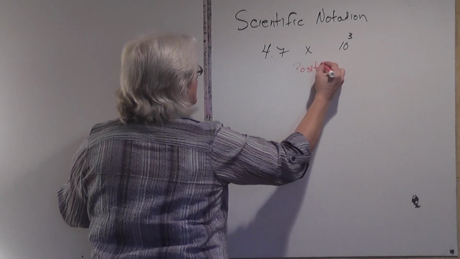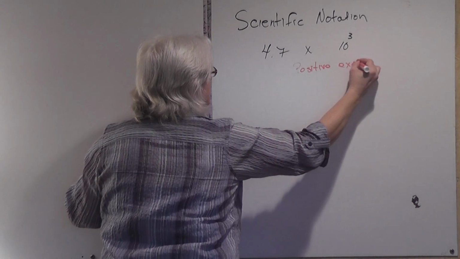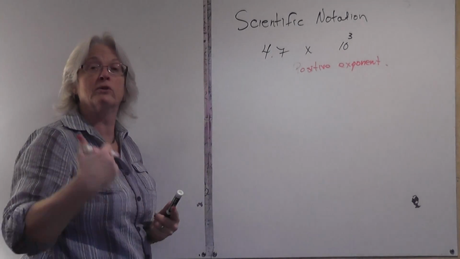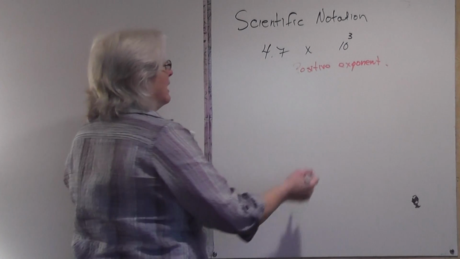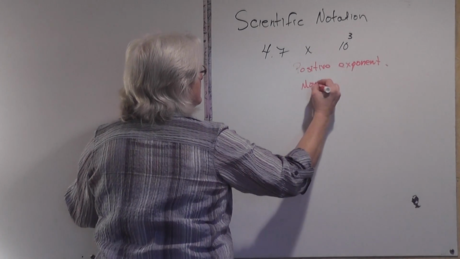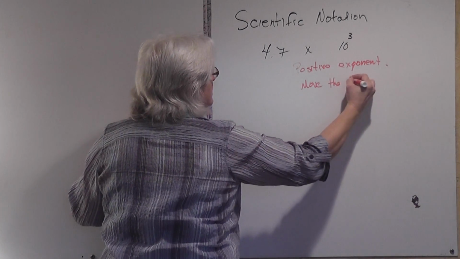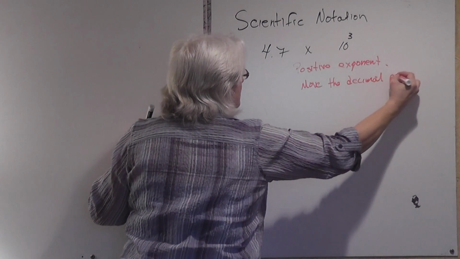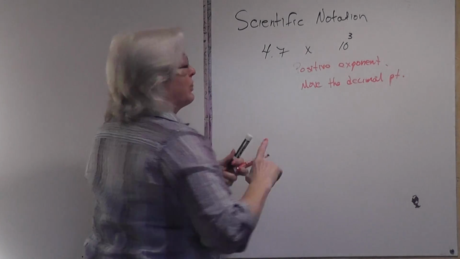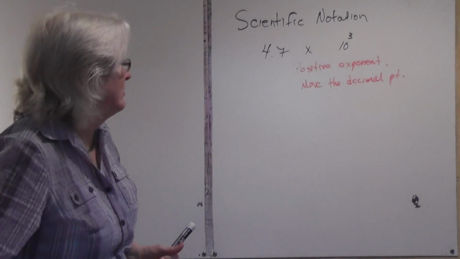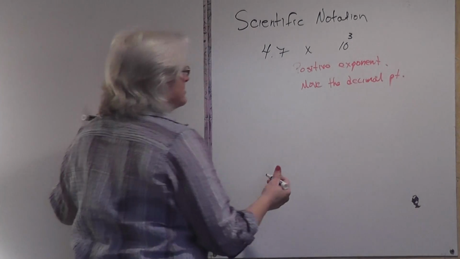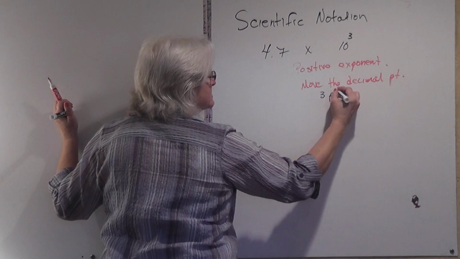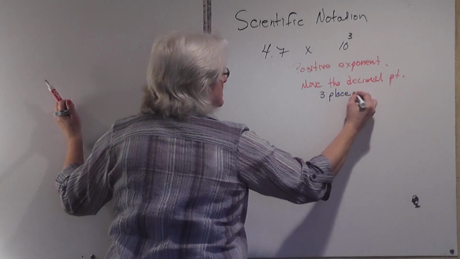So we have a positive exponent. What does that mean that we should do? We're going to move the decimal point to the right. How many places to the right? Move the decimal point 3 places to the right. How do I know 3 places to the right? I'm sorry, I keep saying units. Move the decimal point 3 places to the right.